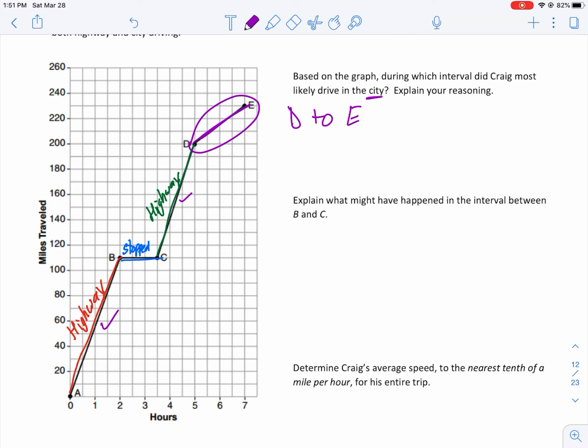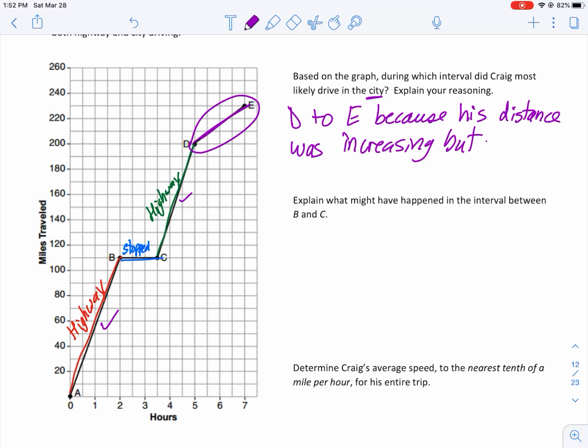So we'll say from interval D to C, because his distance was increasing, but not as quickly, and that could be due to traffic or red lights. So we'll just say because of traffic. On the highway, you don't have to worry about red lights, and if someone's in your way, you can usually change lanes and go around them.